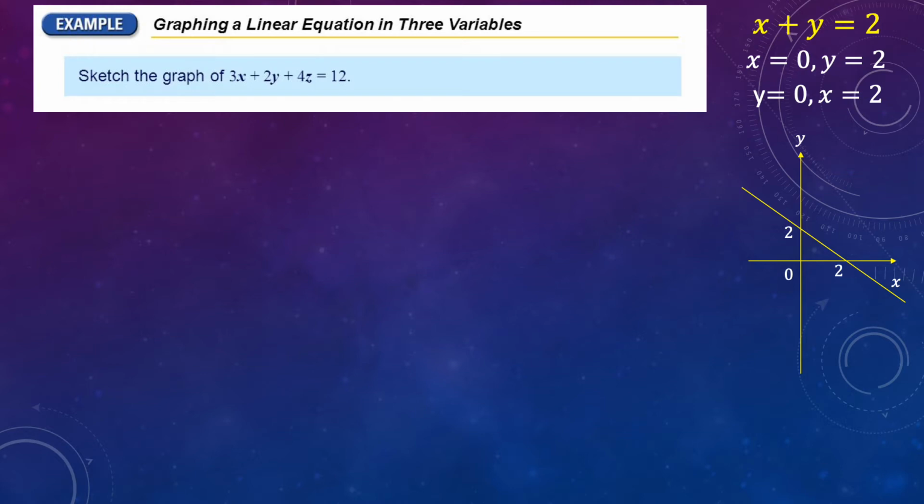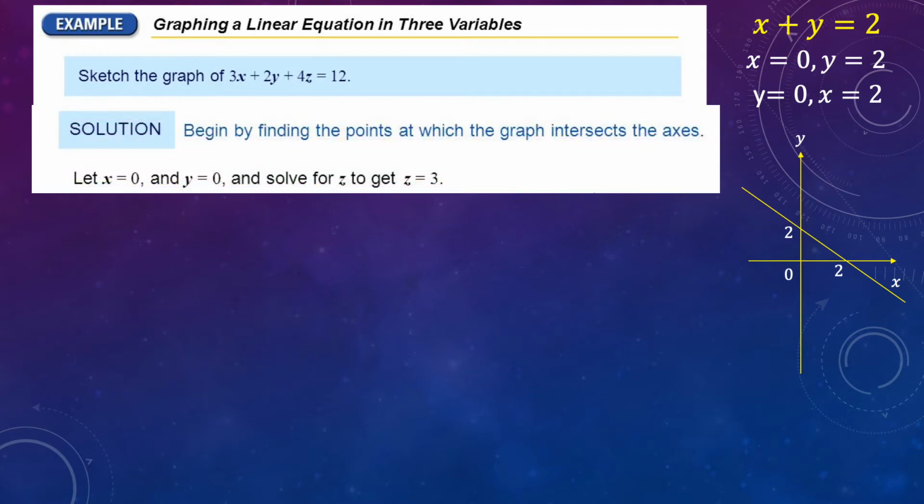For three variables, if I want to find the z-intercept, I have to let x and y become 0. Let's say x equals 0, y equals 0. That means I cover up these two, then 4z equals 12, right? And then z will be 3. 4 times 3 is 12, right? So z is 3.